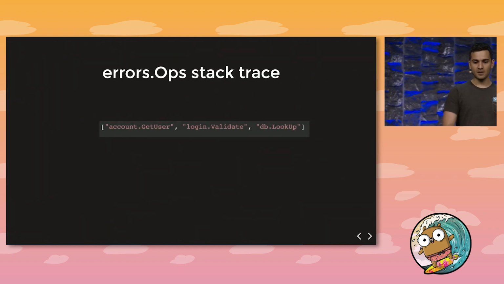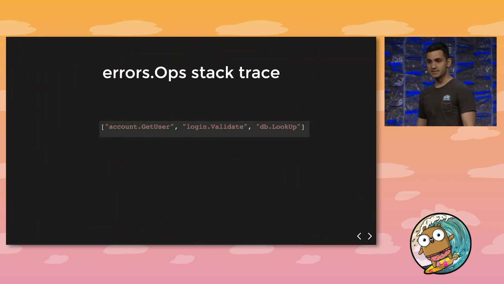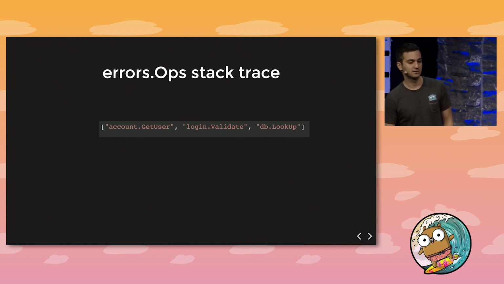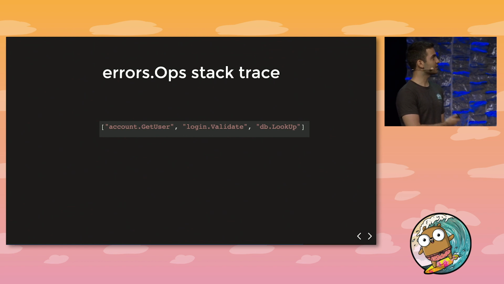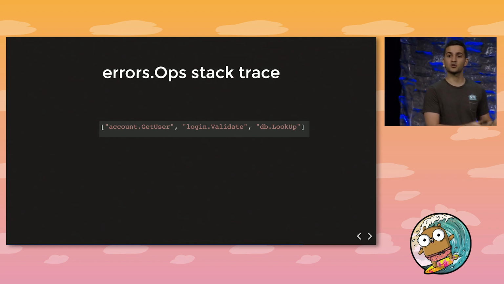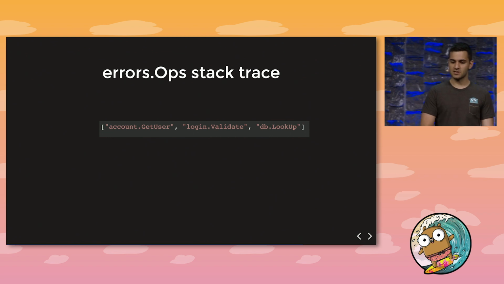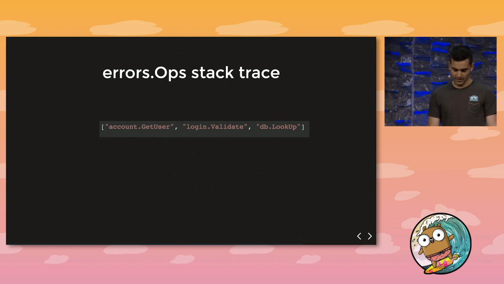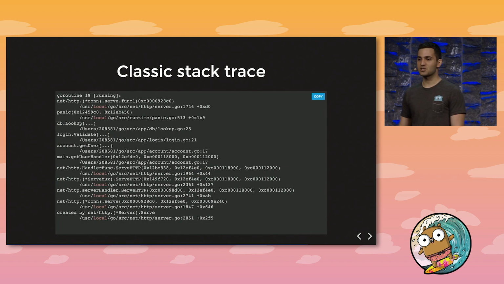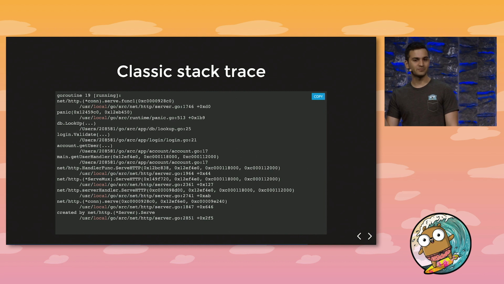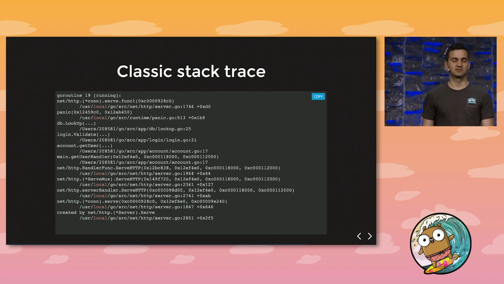So errors.Ops returns something like that, which is just a slice. And it's also easily marshaled to JSON. So what you get is, you can think of it as a JSON array of strings. And this array of strings literally is your stack trace. But your stack trace looks something like this now, something that you've written yourself. And a traditional stack trace looks like that. And in my opinion, it's a little bit uglier.